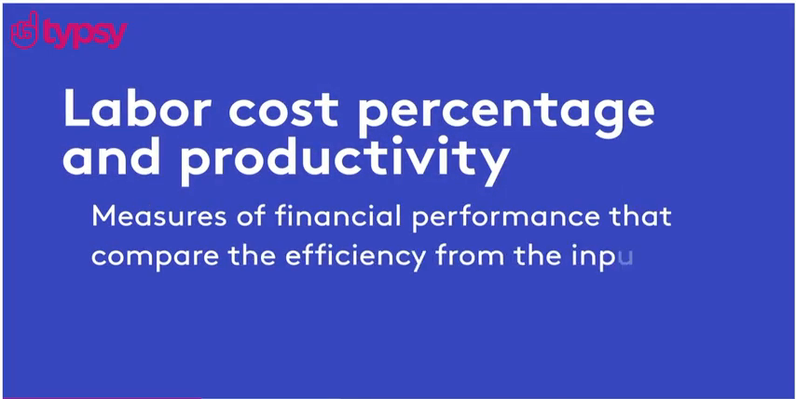So, what are labor cost percentage and productivity? Well, together, they're the measure of financial performance that compares your input, numbers of hours worked, and labor costs with your output, the amount of goods and services produced. By comparing these numbers, you can tell whether your team could be managed more efficiently.